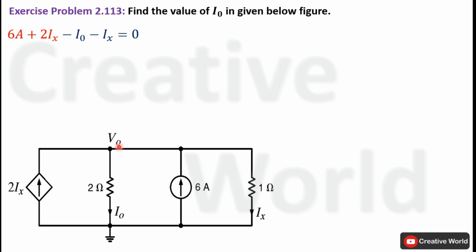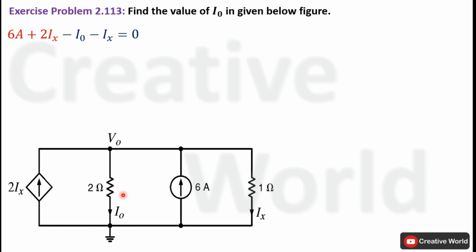On this node, two currents are entering. One is 6 ampere and the other one is 2Ix. While two currents are leaving, one is I0 and the other one is Ix. Now, in order to further solve this problem, we have to find the equations of current I0 and Ix.